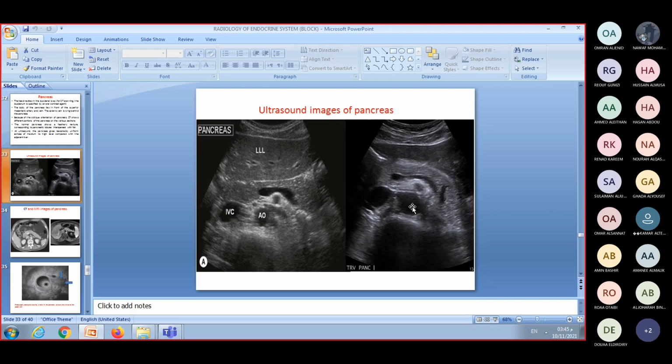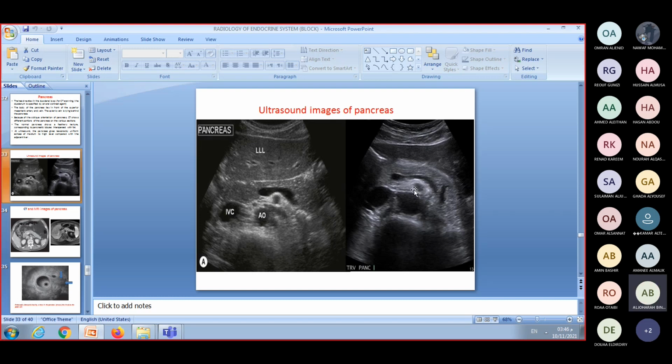So what is the superior mesenteric vein? The superior mesenteric vein is not seen here. It connects with the splenic vein to form the portal vein. It is not seen in this axial section. This is the splenic vein. Doctor, the small dot, is it the artery? The small dot that's below? This one?